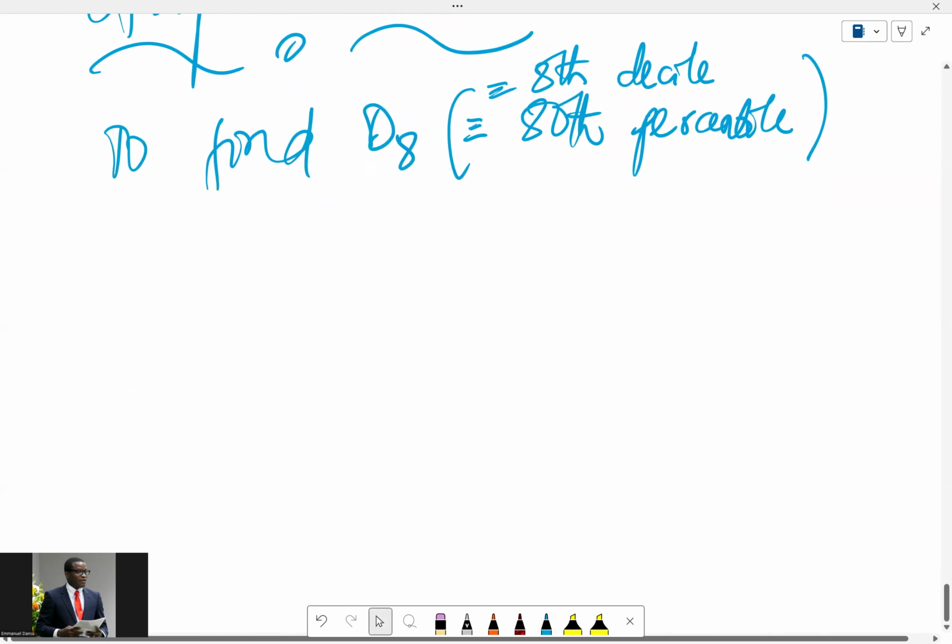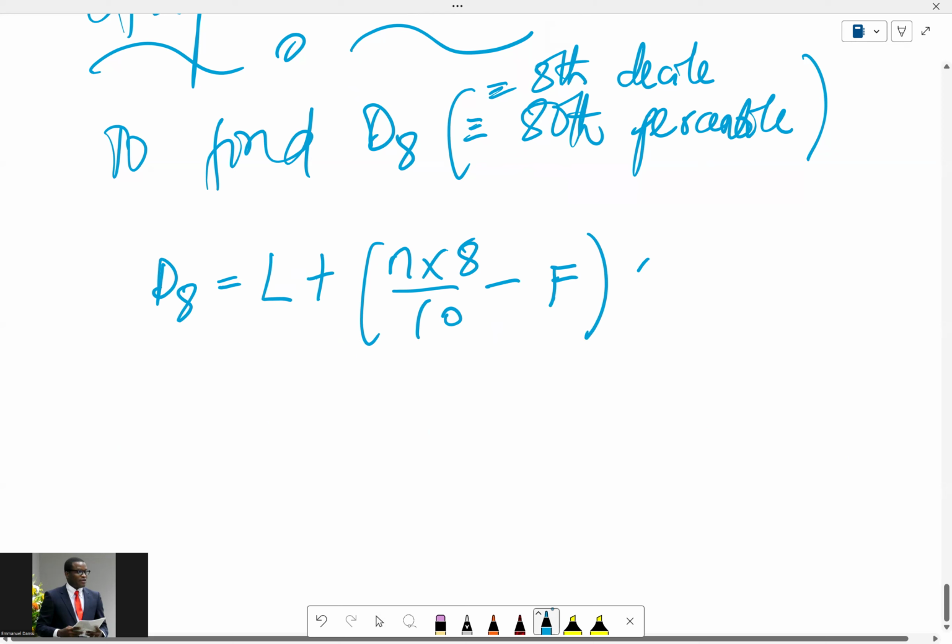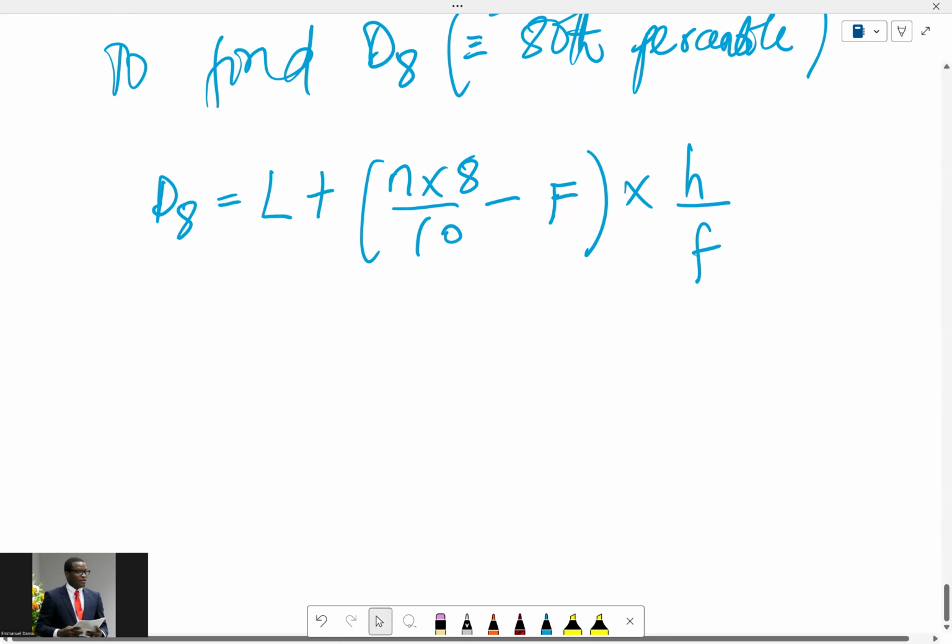Of course, before we even go to the table, let's write down the formula. The formula is just like what we had before, except that there'll be a bit of adjustment. So D8 will be the lower boundary of the eighth decile class, plus the total cumulative frequency times 8 over 10, minus the cumulative frequency before this class, times the class width, divided by the frequency of the 8th decile class. Okay, I guess I need to write that out for clarity's sake.